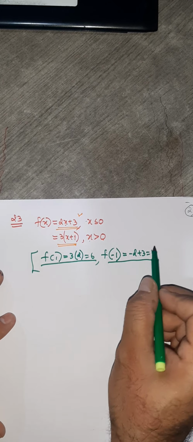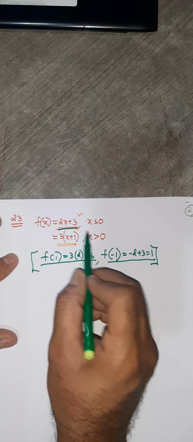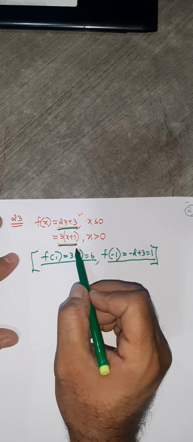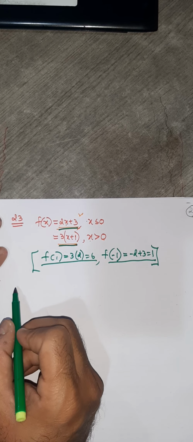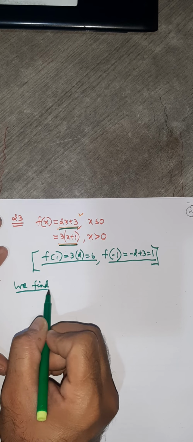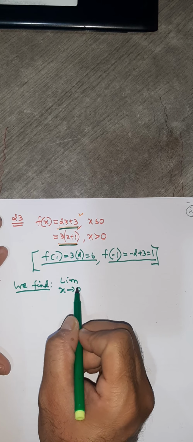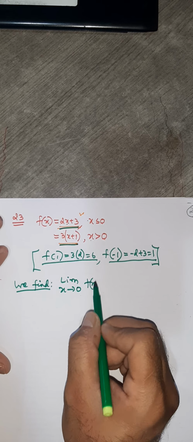Understood what I'm trying to tell you? If x is negative or 0, use this formula. If x is positive, use this formula. Okay. Now we are asked to find two limits. So we find these two limits. One is this: limit x tends to 0 of f of x.